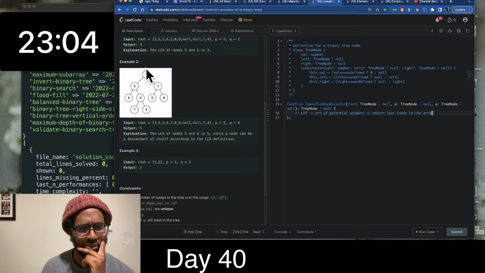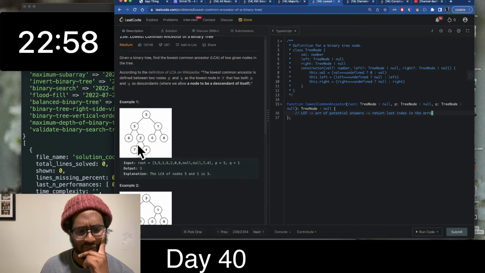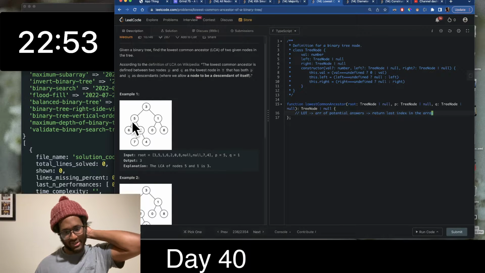The first one would be 3, where 3 has 5 and 4 as descendants. Additionally, 5 is 5 itself, and 3 has 5 and 1 as descendants. That's the only answer possible.